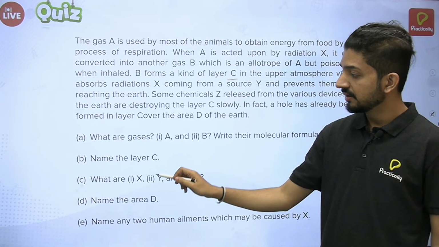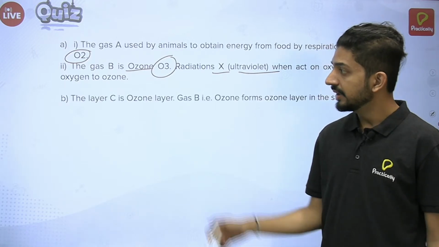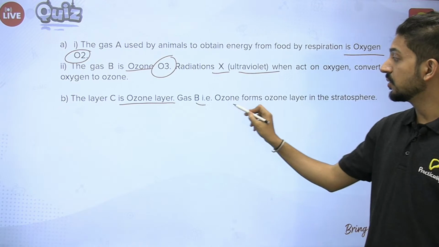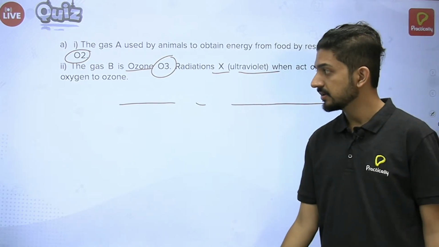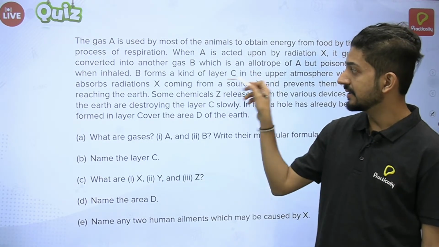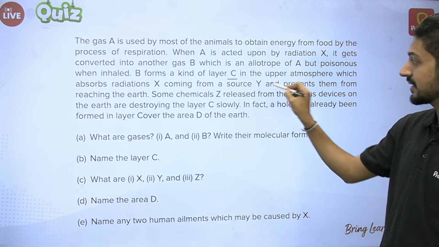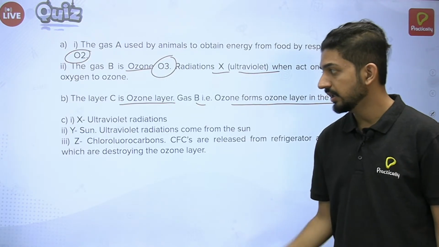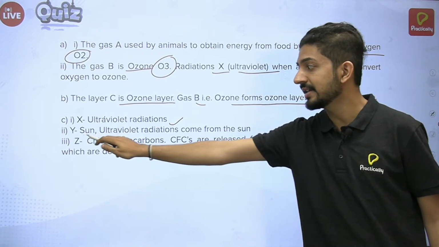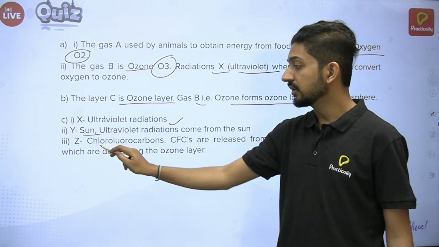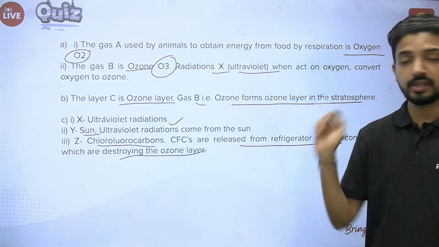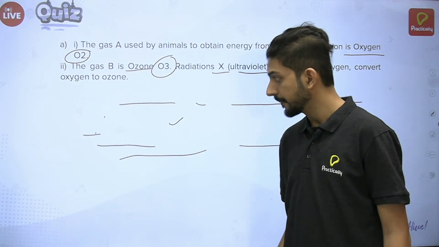Name the layer C. The layer C is the ozone layer, which they had mentioned is getting depleted, and gas B, ozone, forms the ozone layer in the stratosphere. Simple. Then what are X, Y and Z, as they had mentioned here? Radiation X coming from source Y, that has to be the ultraviolet radiation coming from the sun, so Y is the sun, and Z are the chlorofluorocarbons which are released from refrigerators which are destroying the ozone layer. Okay, that answers the C.